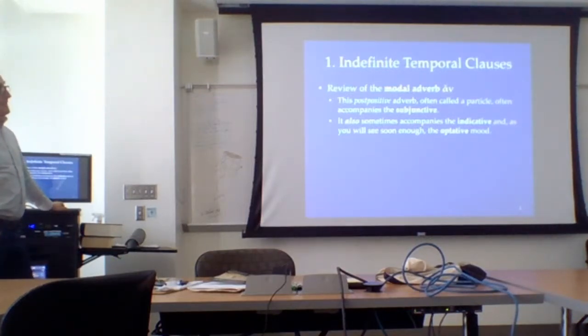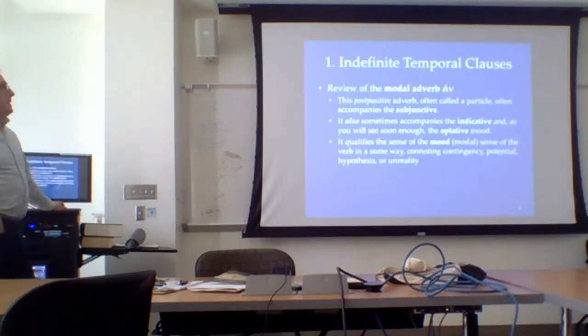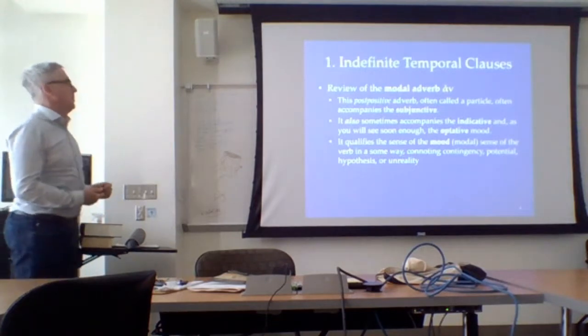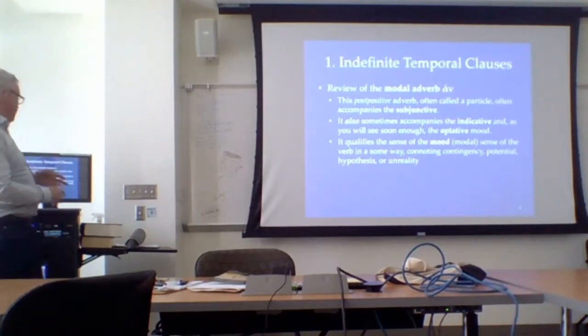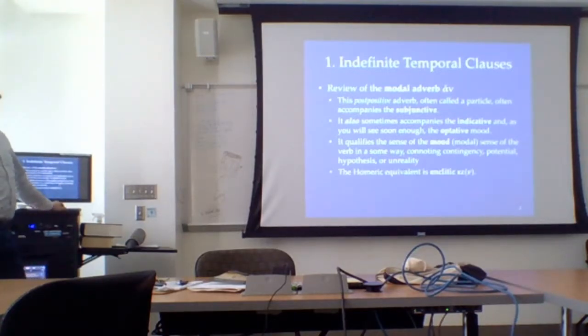It also sometimes accompanies the indicative, and this is the reason I'm easing you into some of these topics, because it also sometimes accompanies the optative mood, and that's one of the topics we're going to cover before the semester's out. We probably won't get to the perfect system, but we'll certainly cover the last of the four moods you need to know: the indicative, the imperative, the subjunctive, and the optative. And it's called modal because it qualifies the sense of the mood of the verb in some way. It denotes contingency, potentiality, hypothesis, or something contrary to fact, some unreality.